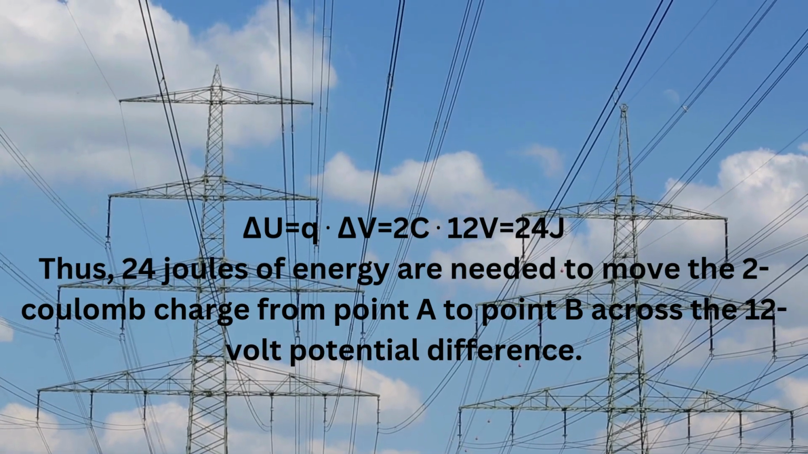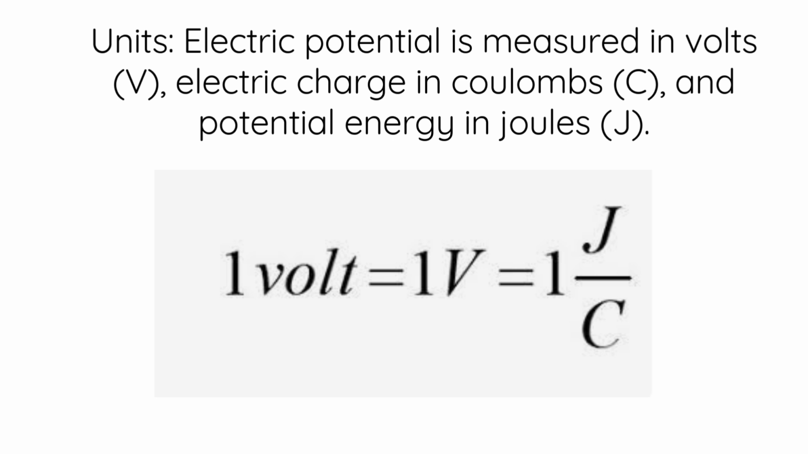the 12-volt potential difference. Units. Electric potential is measured in volts, V, electric charge in coulombs, C, and potential energy in joules, J.